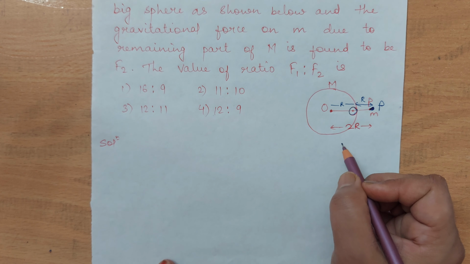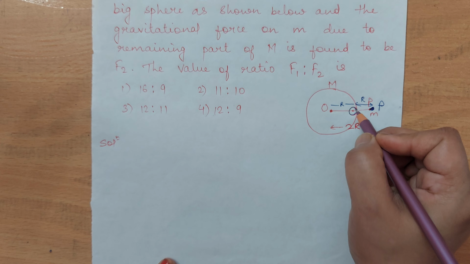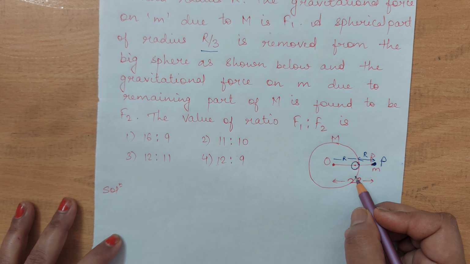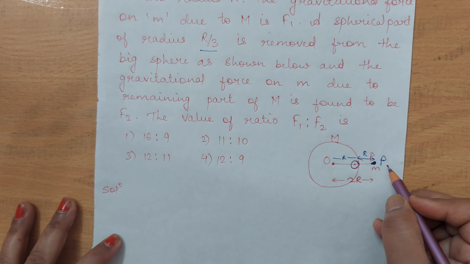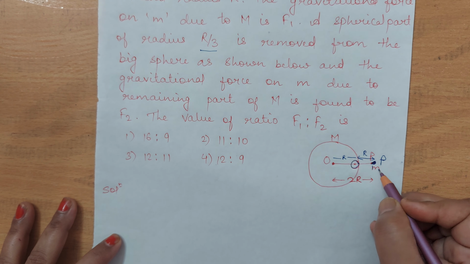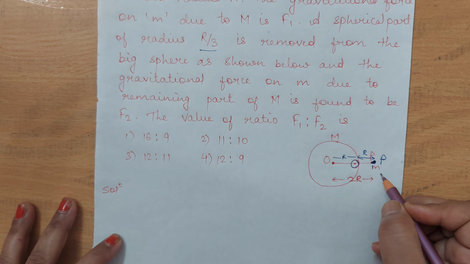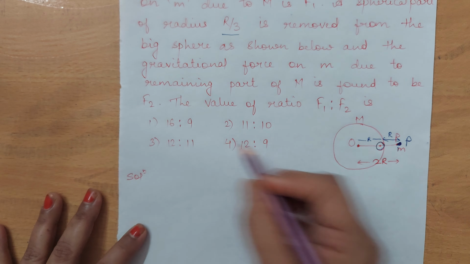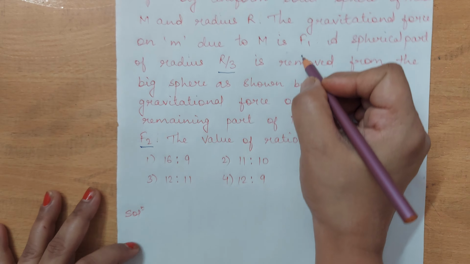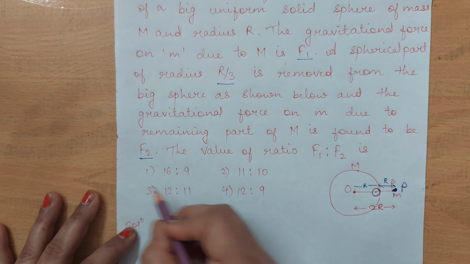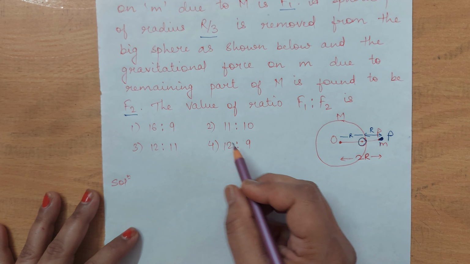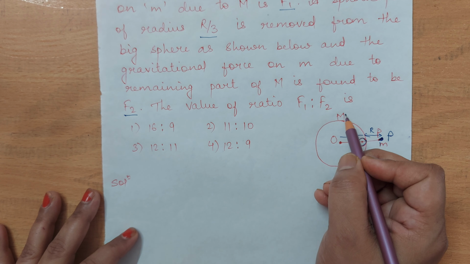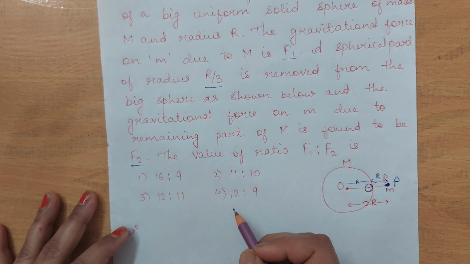अब इस क्वेश्चन में कह रहा है कि जब इस स्मॉल स्फेयर को इस बिग स्फेयर से रिमूव कर लिया गया, तब जो फोर्स पॉइंट मास m, स्मॉल m जो है, जो पॉइंट P पर है, वहाँ पर जो फोर्स लग रहा है इस रिमेनिंग स्फेयर के कारण, वो F2 है. So we have two forces F1 and F2, and we have to find the value of ratio F1 is to F2. So we will solve it.